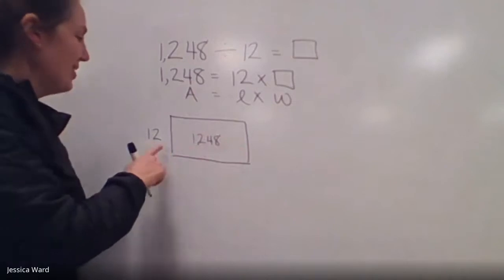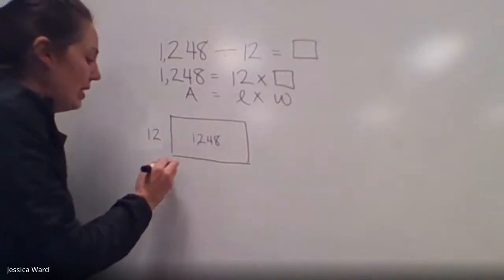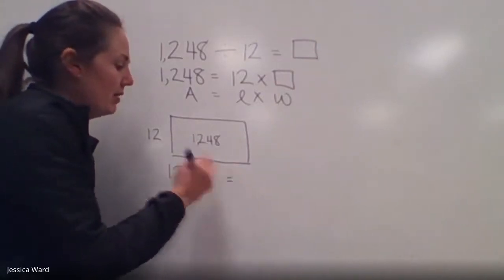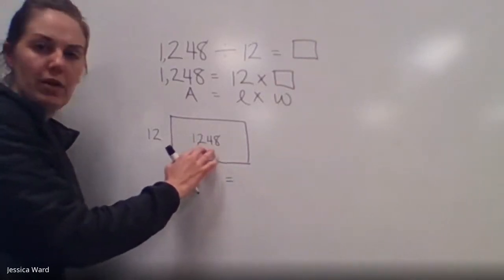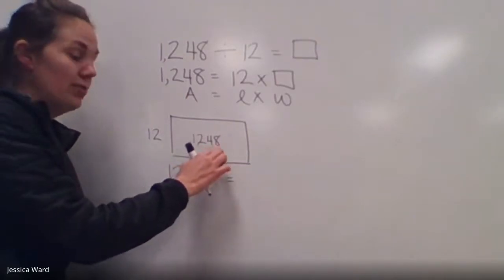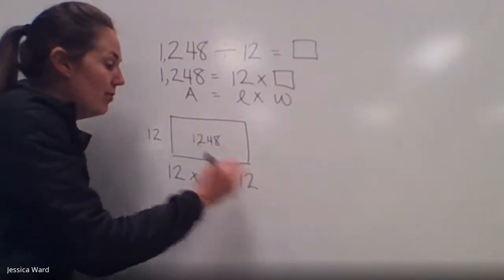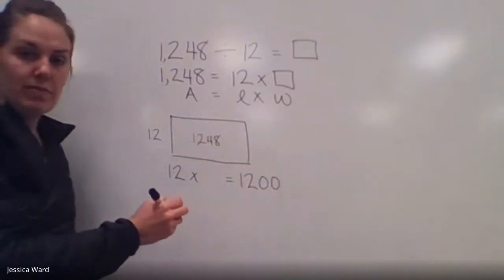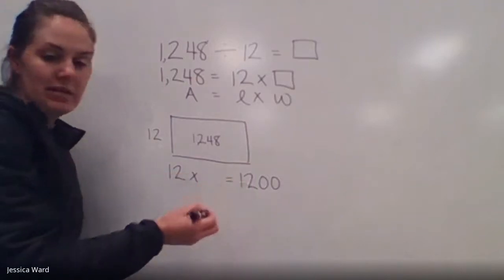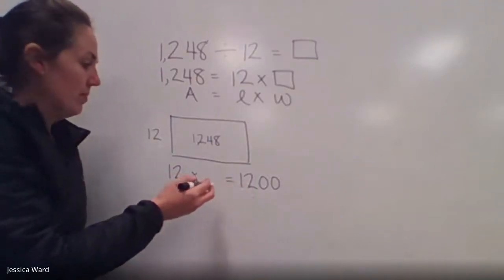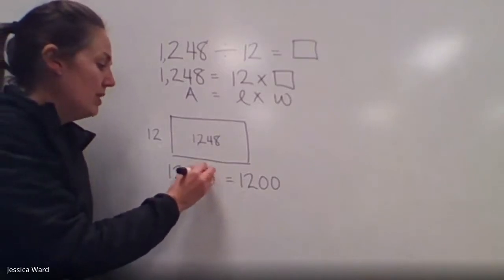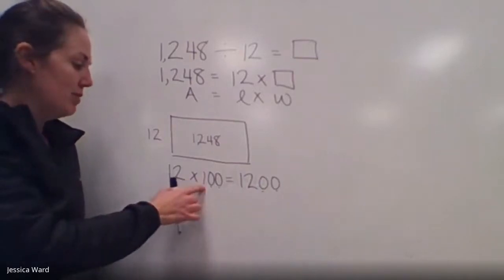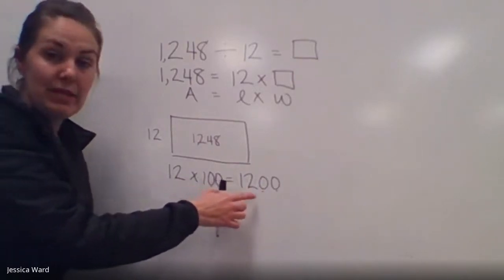So I have 12 times what number is going to get me close to 1,248. So I see 12 at the beginning here. I'm going to ignore these other two and pretend that those are zeros. So I'm going to think 12 times what number is going to get me 1,200. So 12 times 100, that would get me my 2 zeros to make it 1,200, right? 12 times 1 is 12. Add my 2 zeros to make it 1,200.